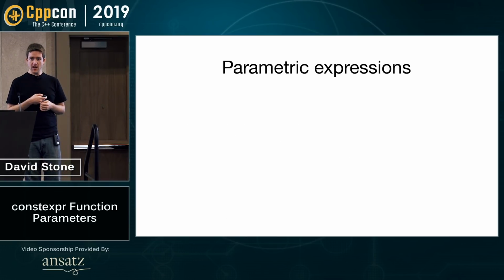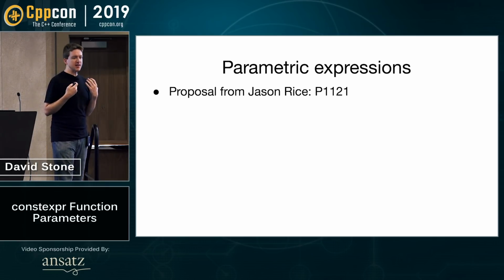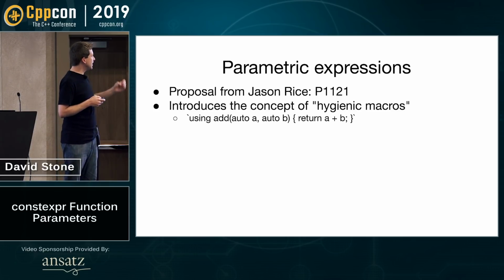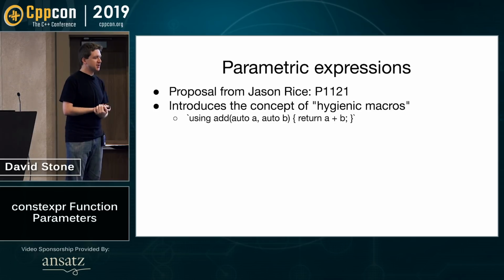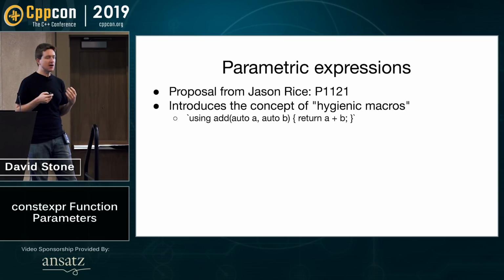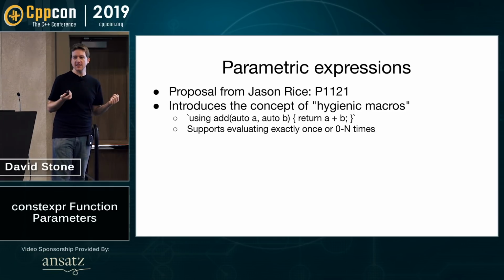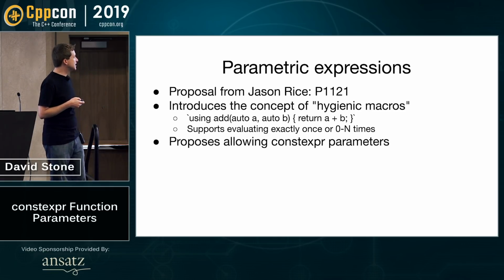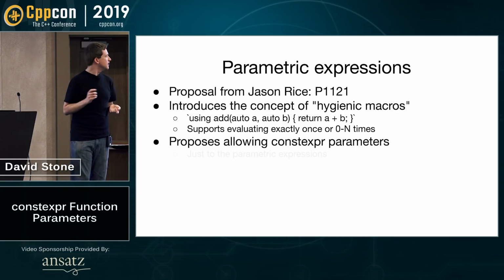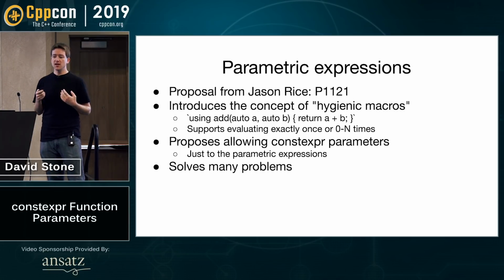Okay. There's another proposal, parametric expressions, by Jason Rice. It's P1121. It's a proposal that he's working on that introduces the concept of hygienic macros. So this would be a sample syntax. It'd be a new type of function that has macros that are properly scoped and are complete units of code. It supports evaluating exactly once or 0 through n times, depending on the syntax you use. And he actually does propose allowing constexpr parameters on his parametric expressions, but only for parametric expressions. It solves many of the same problems, but not all.